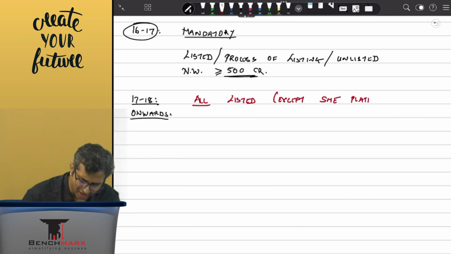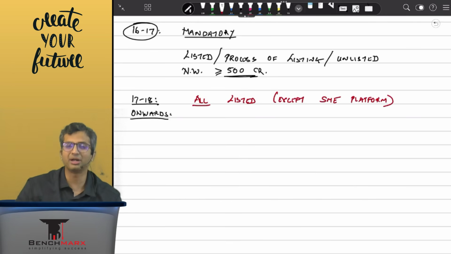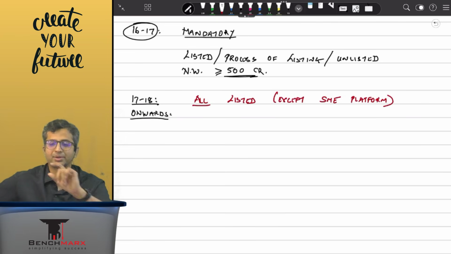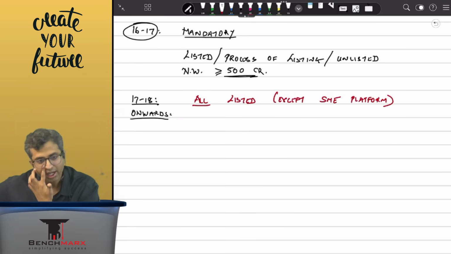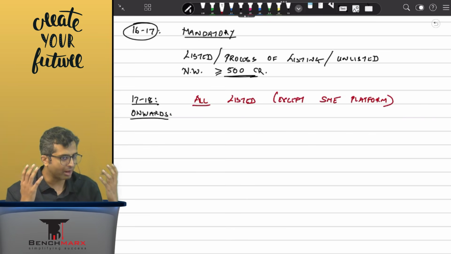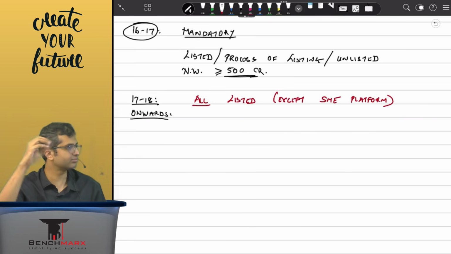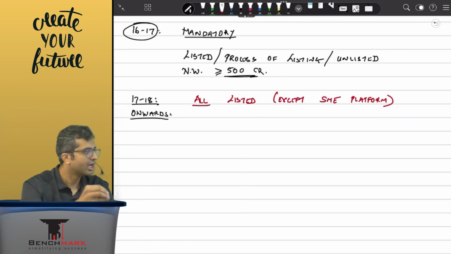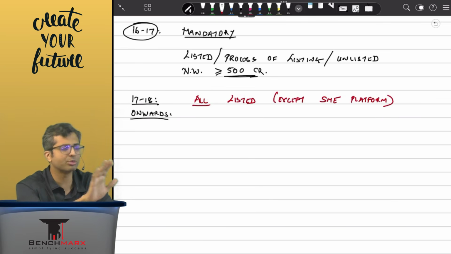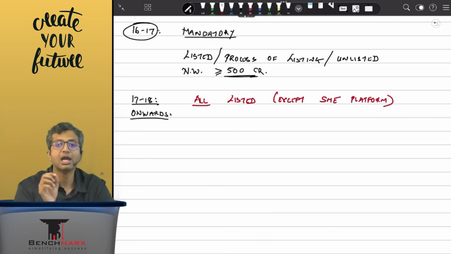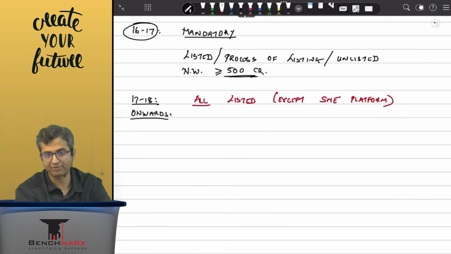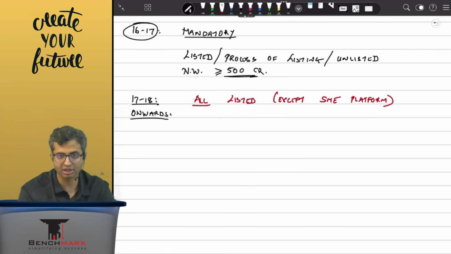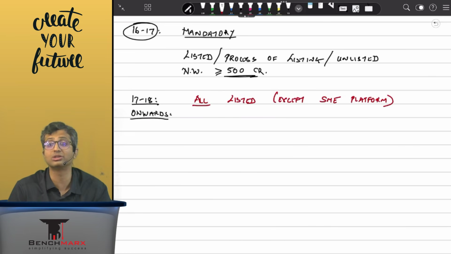Now, unless given otherwise, ये आपको नहीं देखना है. SME, small and medium enterprises. BSE has a separate platform for SMEs. All the companies that you have heard about, जो listed है, they are not SMEs. If you are listed on the SME platform, then you may not apply Ind AS. That's fine. You are an SME. Who are listed on the SME platform, then you will not apply Ind AS. Are we clear with this? So all listed companies other than those listed on the SME platform will have to apply Ind AS.